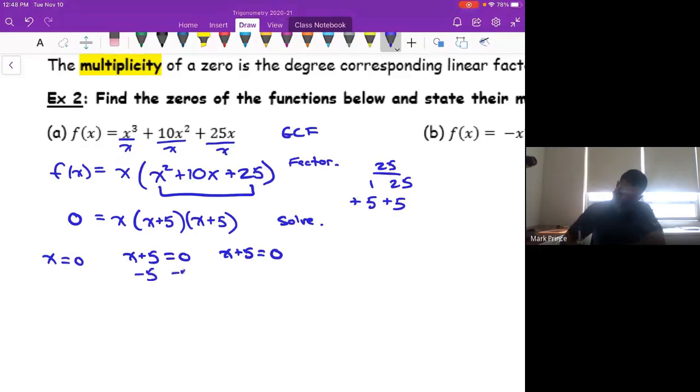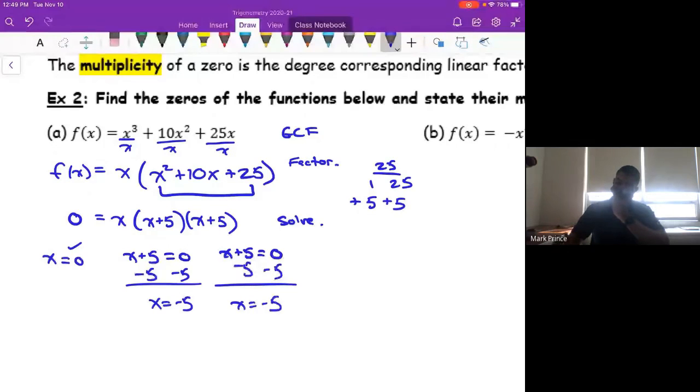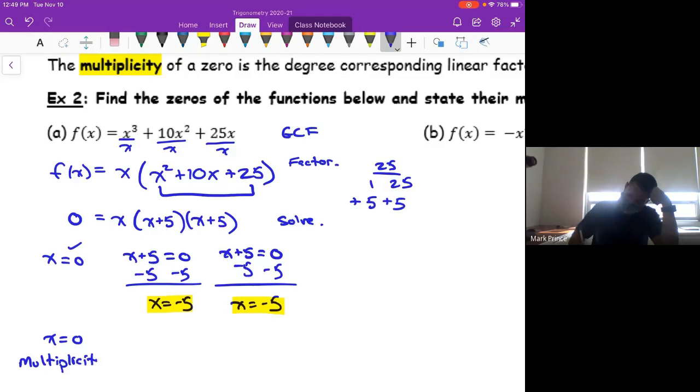First one's done. X equals -5. Same thing here. X equals -5. So we have x plus 5 two times. So our answers are x equals 0. We say this has a multiplicity of 1, because there's only one answer, which really isn't a multiplicity then. But for example's sake, we're going to talk about it. And our other answer is x equals -5. Since it repeats, we don't have to write it twice.